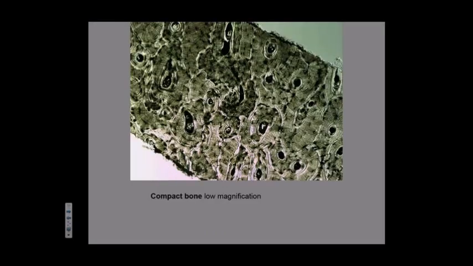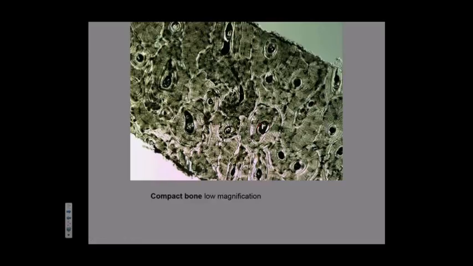Here's bone. This stuff is compact bone. We're not looking at spongy bone yet. We'll look at that when we get to the bone sections. And we have each one of these circumferential lamellae going around and around, forming the Haversian system. And in the center of the Haversian system is a central canal.